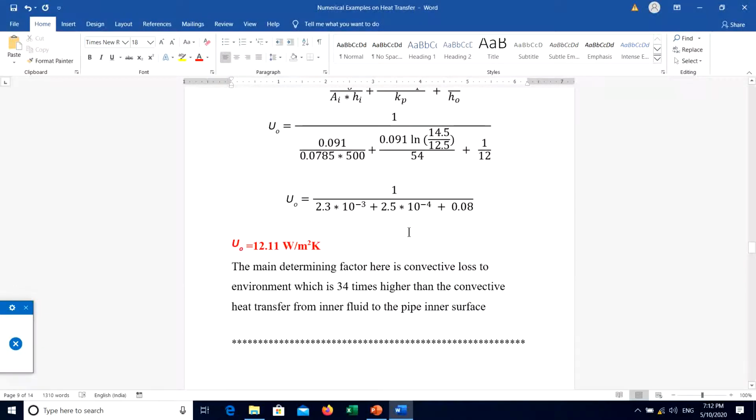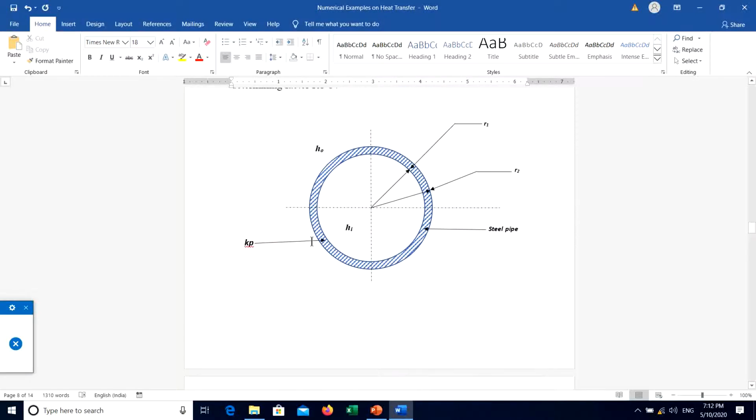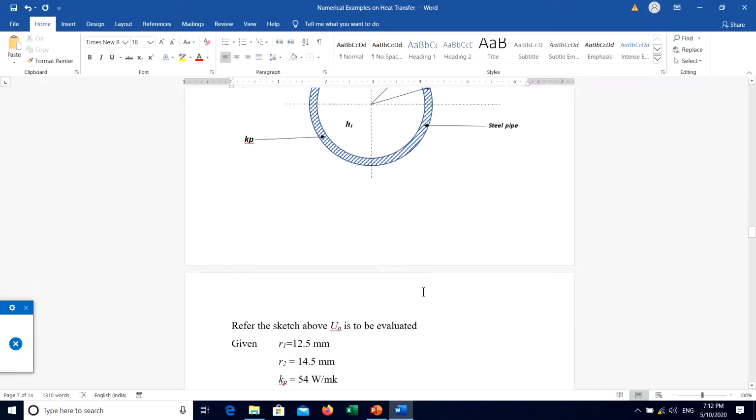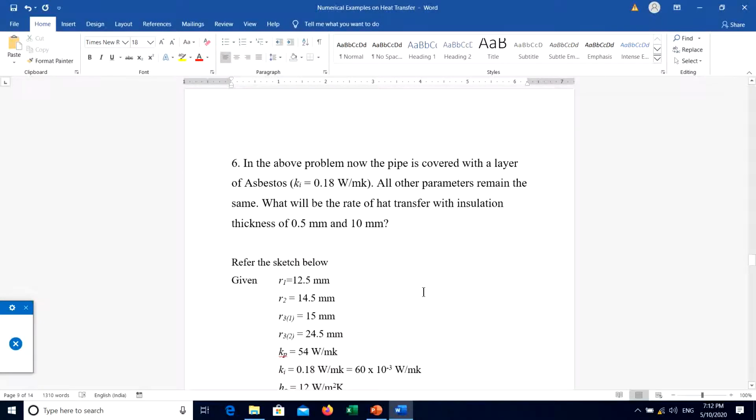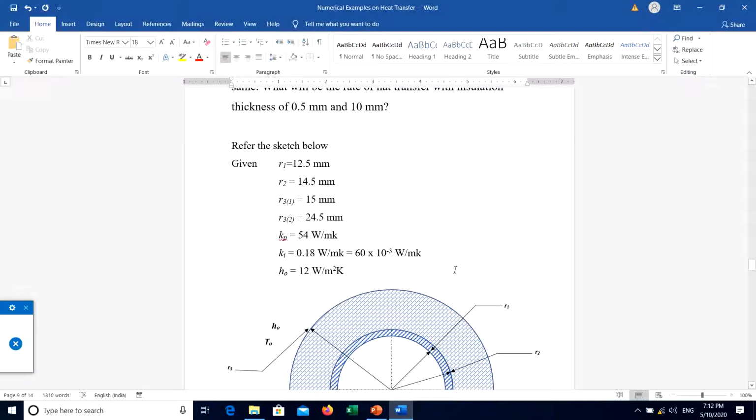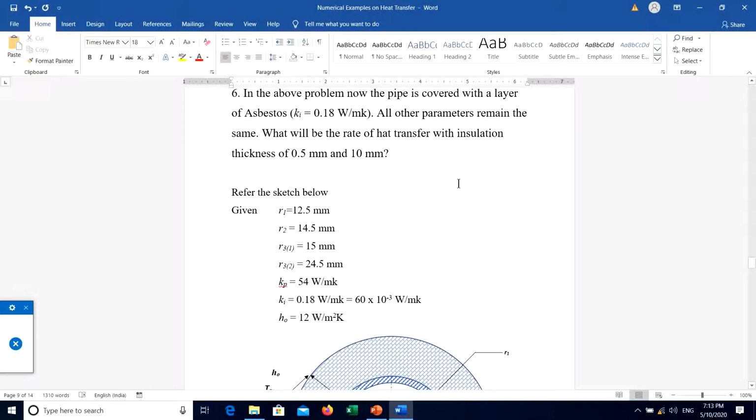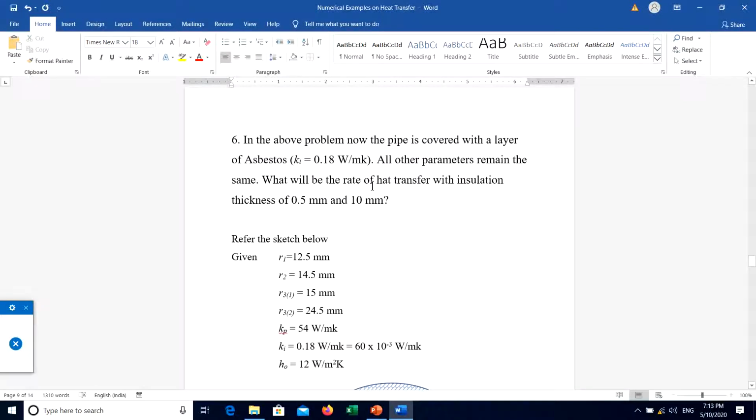This is the extension of the above problem. In this problem, the pipe is bare. It is not having insulation. Now the extension of the problem reads: in the above problem, the pipe is now covered with a layer of asbestos. Also the thermal conductivity of asbestos is given as 0.18 and all other parameters remain the same. So again we will apply this. Now they ask what will be the rate of heat transfer with insulation thickness of 0.5 mm first and then 10 mm.